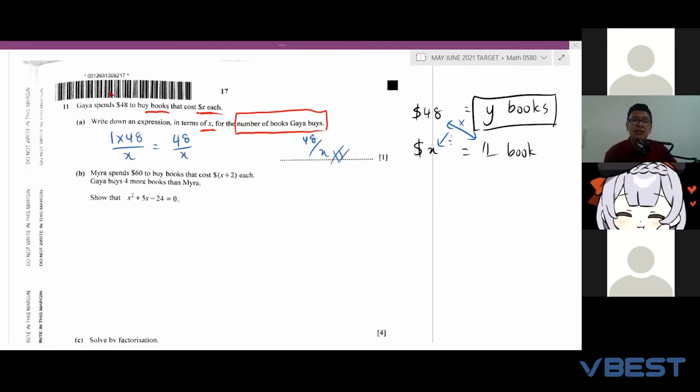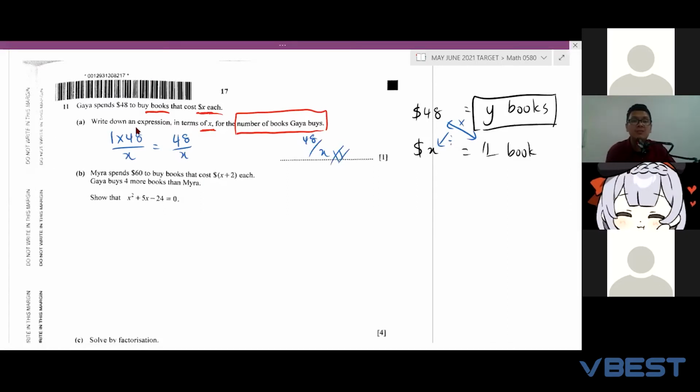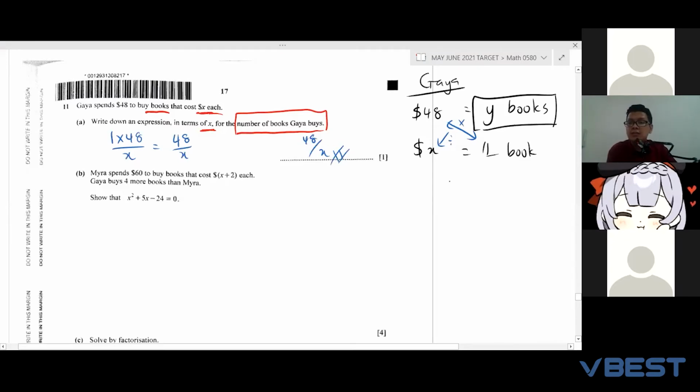Now, Myra, next question. Myra spent $60 to buy books that cost almost the same. So now this is Gaia, and now this is Myra. Myra spent $60 for the number of books that we don't know, maybe I put here P books. But they say that one book costs her X plus $2.